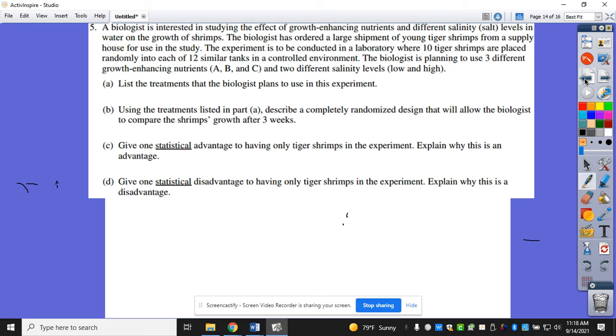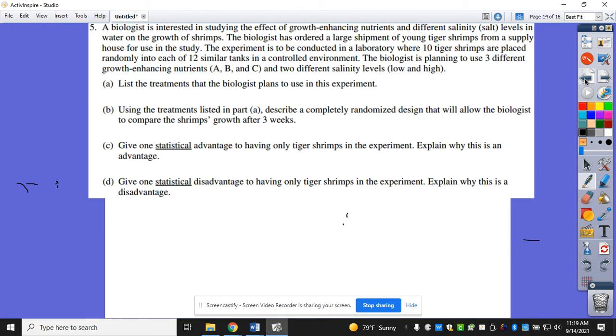Let's do part B last. Give one statistical advantage to having only tiger shrimp in the experiment. This is basically like one of our homework problems. What is one statistical advantage to having only tiger shrimp? So don't say the results will be more accurate, but you're saying the right thing. What's another way I can say that? So I'm going to have less what? Variation. You're going to have less variation from something like shrimp breed, or shrimp type, whatever.